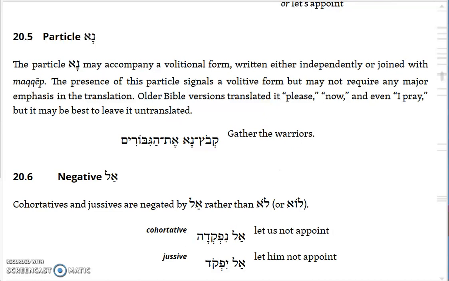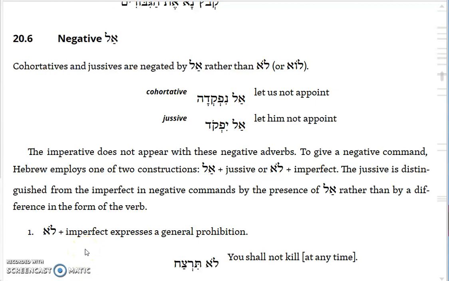a real strong particle. Now it turns out that coordinatives and jussives are negated by a different negative than lo. It is negated by al. Al is followed by the jussive or the coordinative. So if you want to say, let us not appoint, it would be al nifkada. Or let him not appoint, it would be al yifkod. The imperative does not appear with these negative adverbs. To give a negative command, actually, you need to take either al or lo and apply it to an imperfect. Either al plus a jussive or lo plus an imperfect.